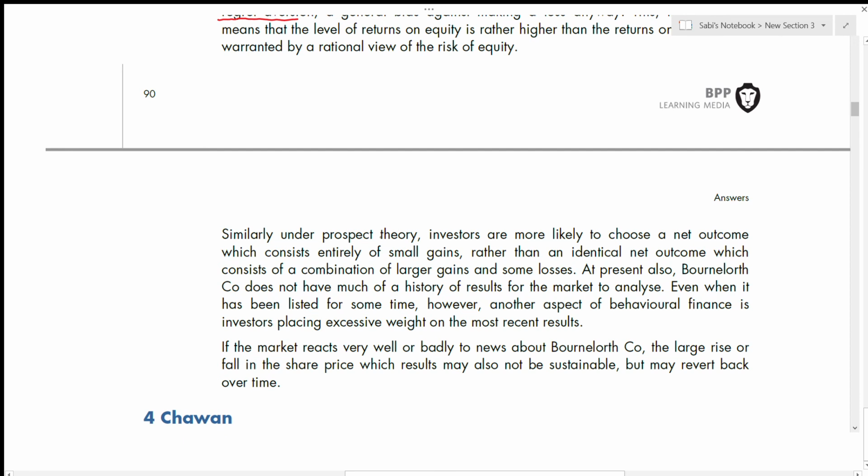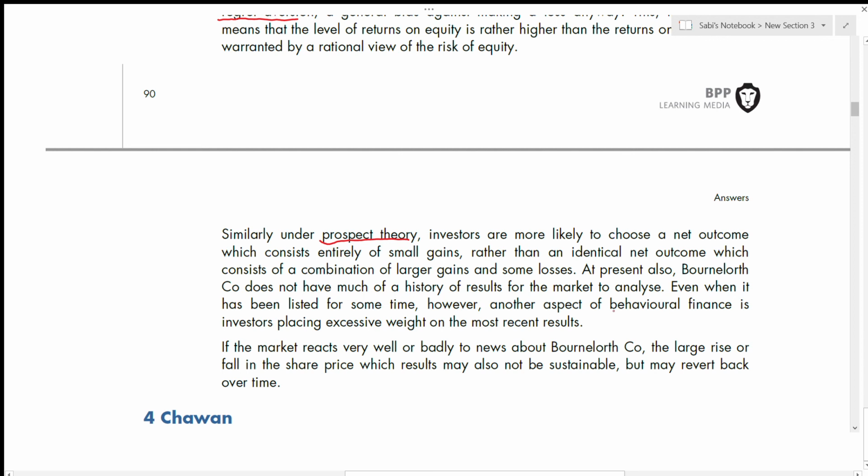Similarly, under prospect theory, just see the theory they are using. Investors are more likely to choose a net outcome which consists entirely of small gains rather than an identical net outcome which consists of a combination of larger gains and some losses. So they are saying that it's better to go for small gains, rather than some very high gains and some losses. At present also, the company does not have much of a history of results for the market to analyze, even when it has been listed for some time.